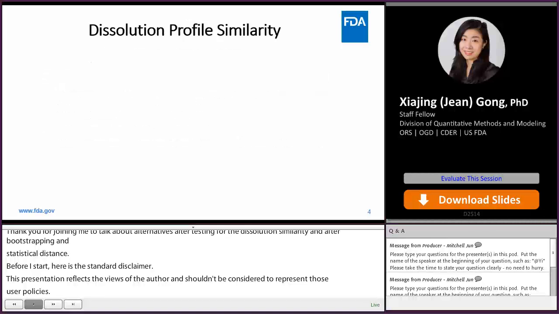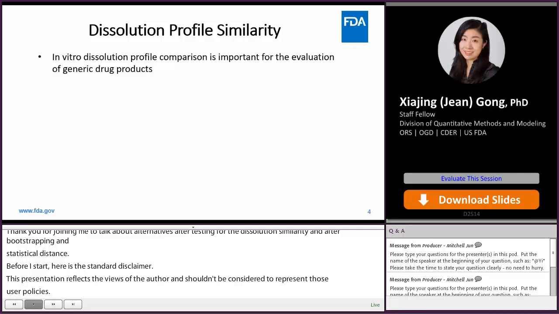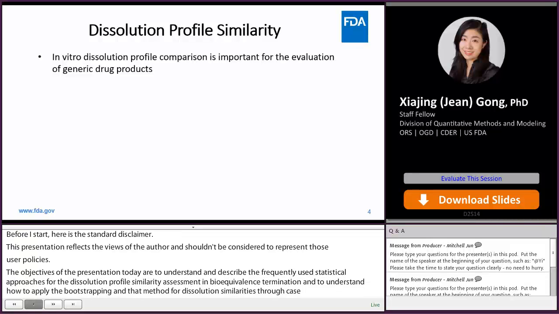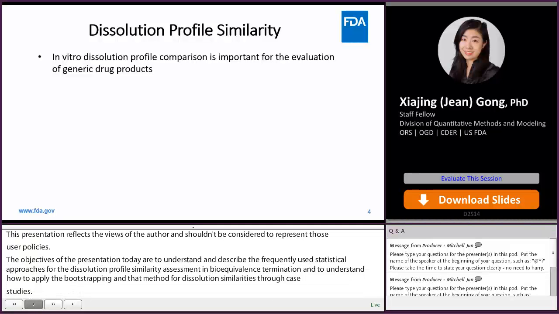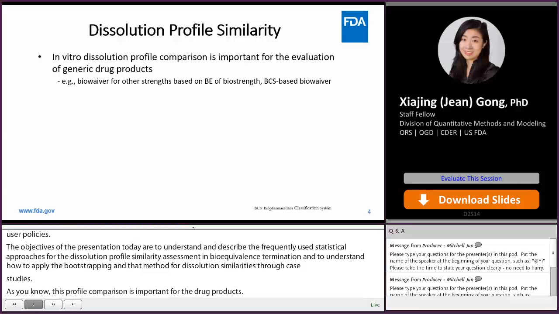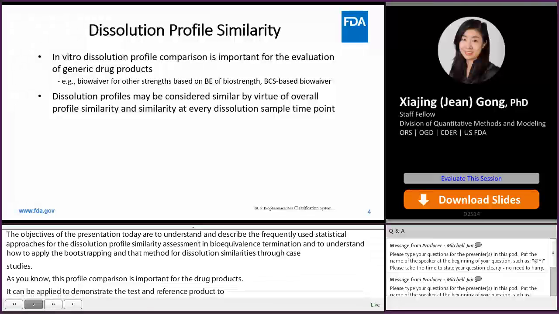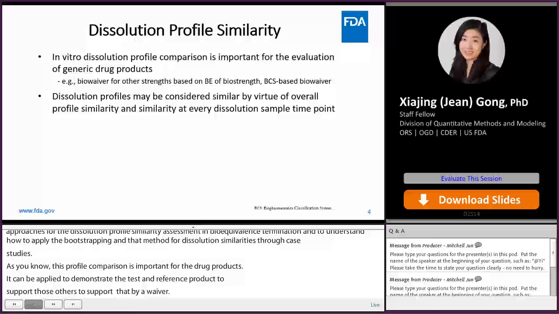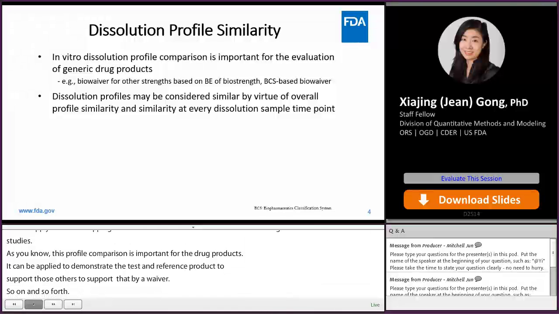As we know, in vitro dissolution profile comparison is important for the evaluation of generic drug products, and it can be applied to demonstrate similarity between a test and reference product, to support the biowaiver for other strengths based on biostrength, to support BCS-based biowaiver, so on and so forth. Dissolution profiles may be considered similar by virtue of overall profile similarity and similarity at every dissolution sample time point.